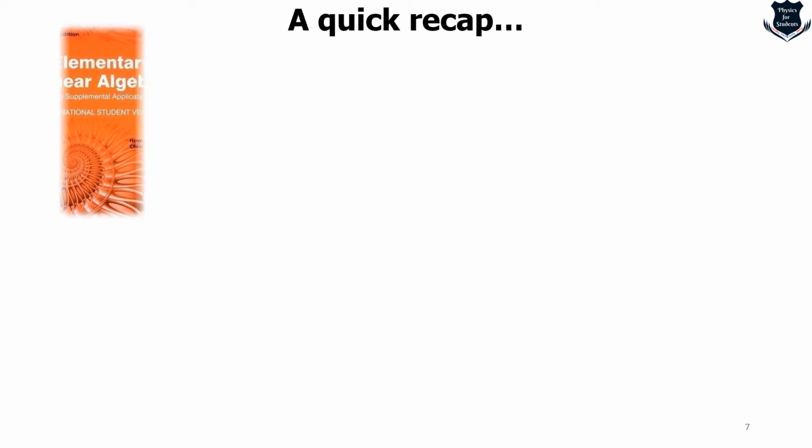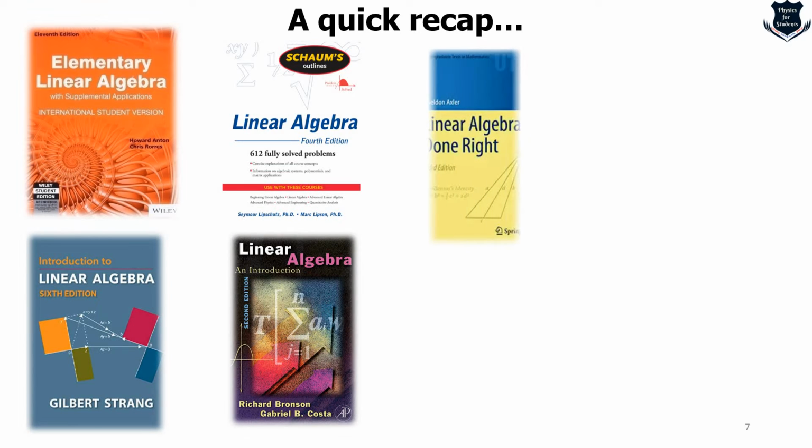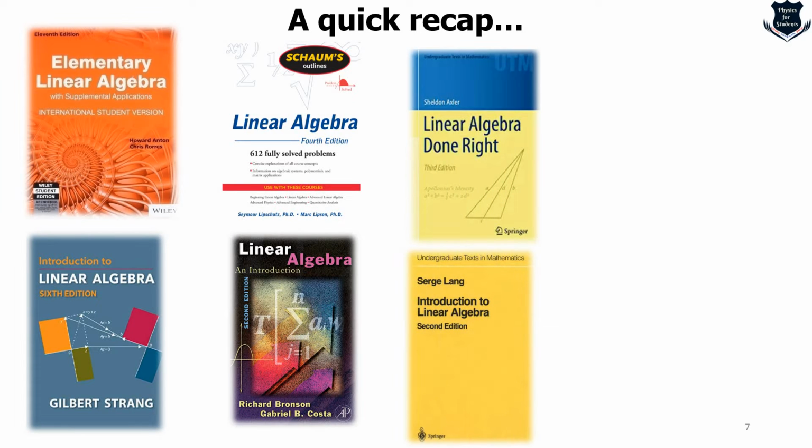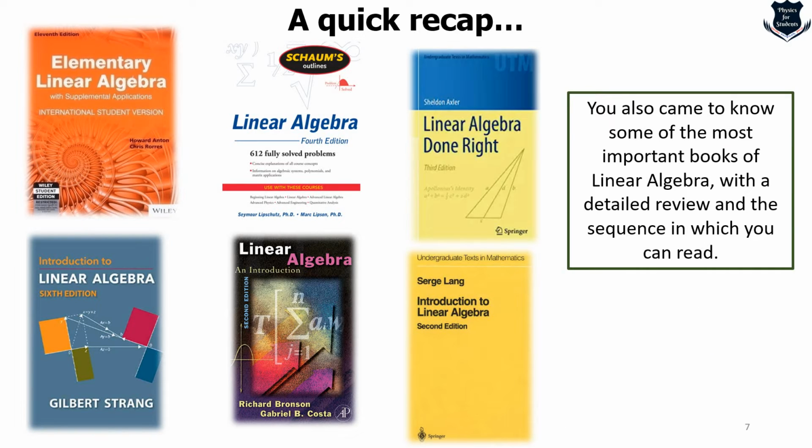You also saw that there are several books, including Gilbert Strang's famous Linear Algebra, Schaum's Outline, Linear Algebra Done Right, and so on. And we also came to know the most important books, and most importantly, a very detailed review of those books as well as the sequence in which you would read first, second, and third was given. So this was what we learned in the last video in terms of linear algebra.